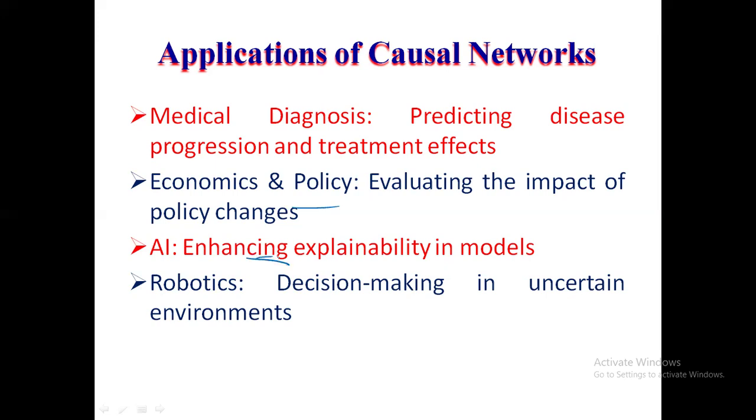And next, AI: enhancing explainability in models. Machine learning systems use causal reasoning to provide more interpretable predictions, making AI decisions more transparent. Next, in robotics: decision making in uncertain environments. Autonomous systems like self driving cars use causal networks to predict how different actions, for example braking versus accelerating, will influence outcomes.